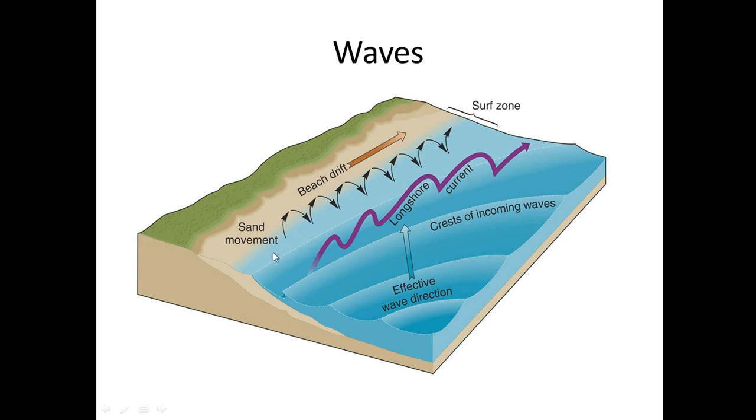So sand that started here is going to get pulled in with the wave and out with the wave, and in with the wave and out with the wave. So eventually the sand is going to drift in this direction. So this beach drift is caused by the fact that the waves are coming in at an angle. Let's look at another example of this.